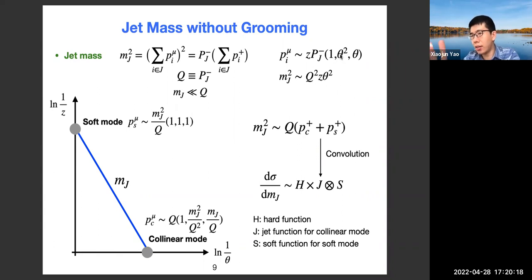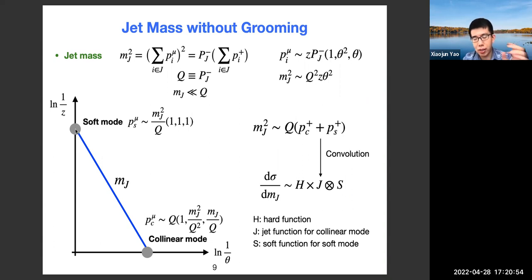And since for a narrow jet, theta is small, the plus component here is very small compared to the minus component, and the perp component sits between. The jet mass parametrically scales like the large scale squared, Q squared, times z times theta squared. So we can represent this formula in this plot, and the jet mass is represented by this blue solid line. You just take the log of this equation and you find this line.